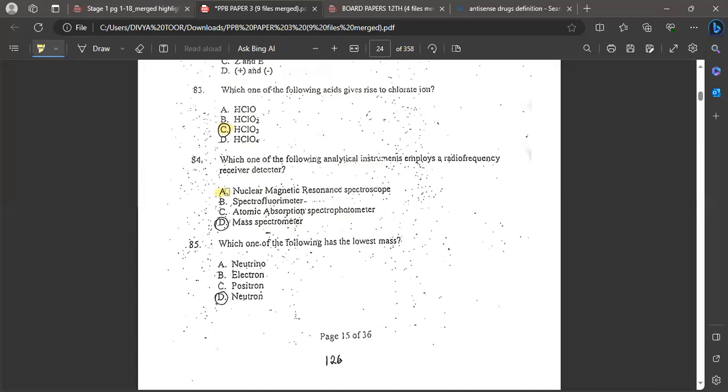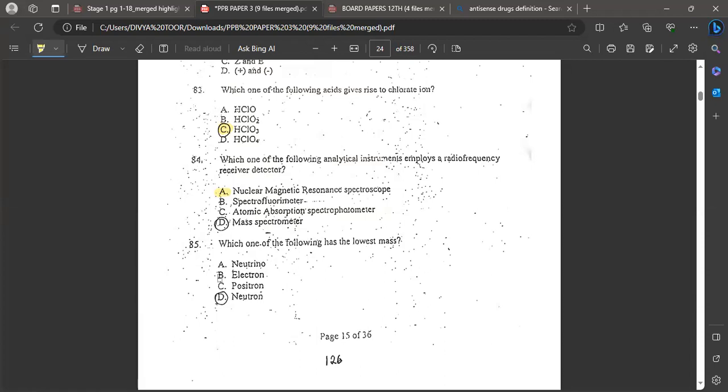Which of the following has the lowest mass? Sorry? For number 84, have you checked? The answer is A. I'm not sure about it, but whatever you said makes sense. Let me just check.